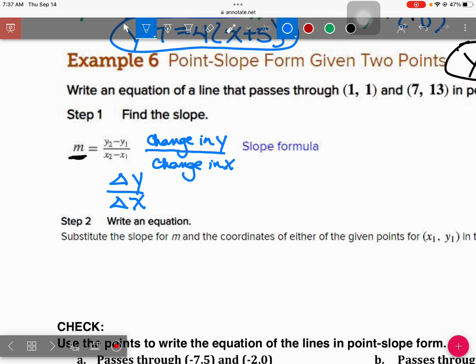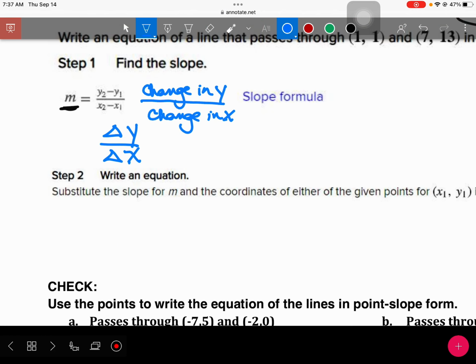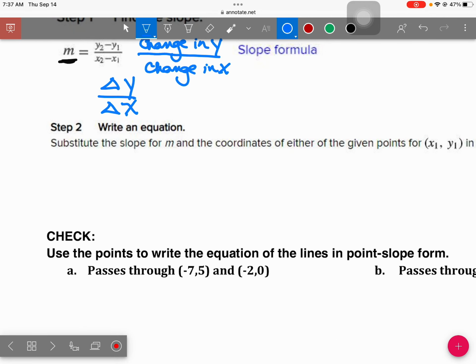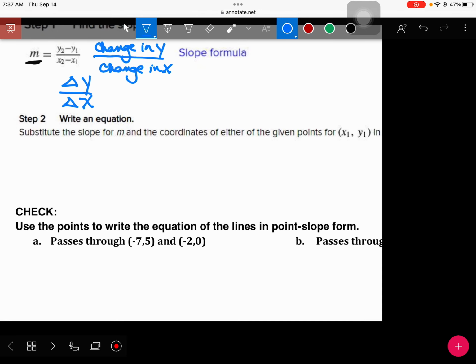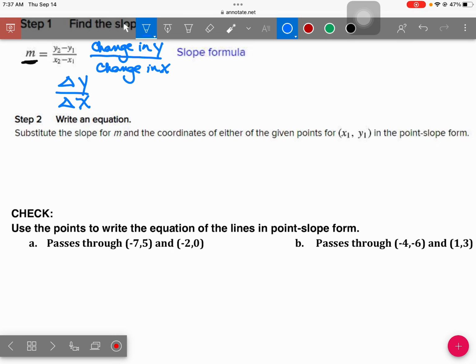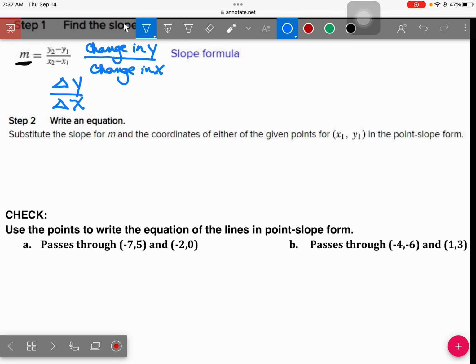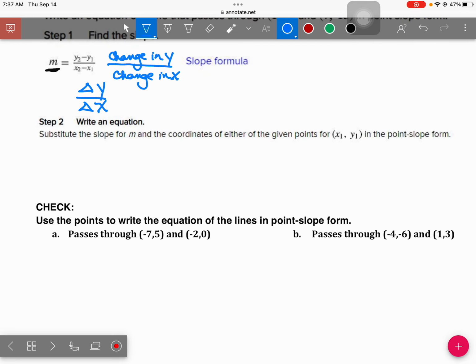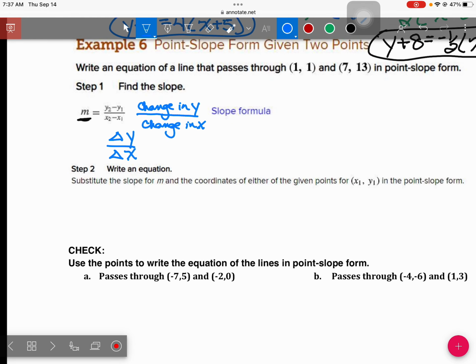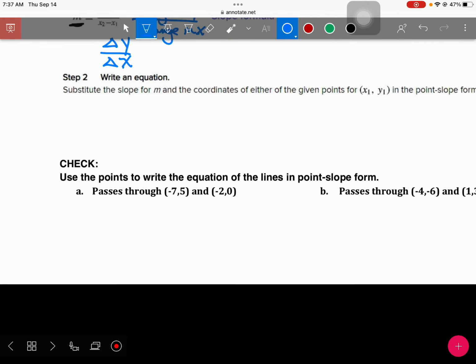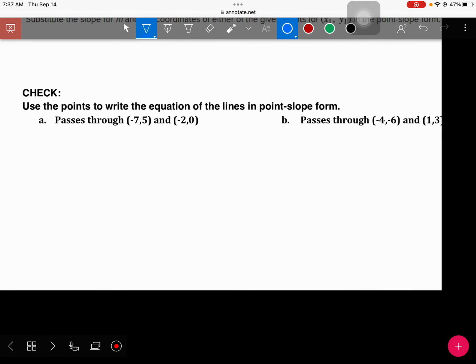All right. So it says for step 2, substitute the slope for m and the coordinates of either point for x sub 1, y sub 1 in point slope form. So those are the directions. That's what we need to do. Now we're going to practice with some actual numbers.